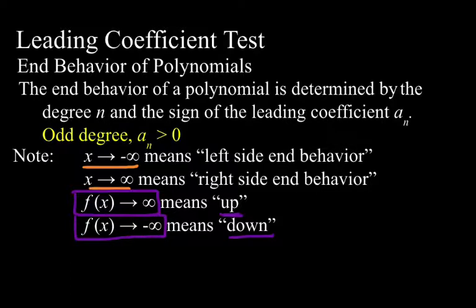Okay, so when we're talking about left and right, we're dealing with x values. When we talk about up and down, that's the y values or the f of x values if we're using function notation. So that's something we want to pay attention to. We're going to be using these notations to help us describe the end behavior of our functions.